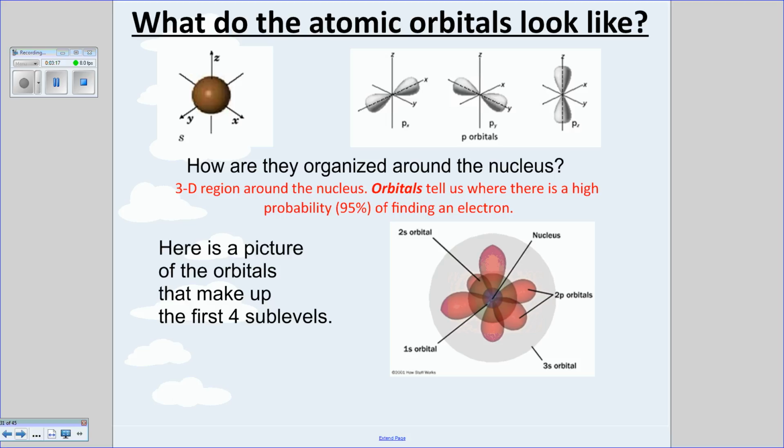So what do the atomic orbitals look like? If we have our energy level, then we have our sublevels, S, P, D, and F. The orbitals actually have shapes, and they are 3D. They're a region around the nucleus. This just gives you a good idea of what they would look like. The S is a sphere, and the P is a dumbbell. And they cluster around the nucleus.